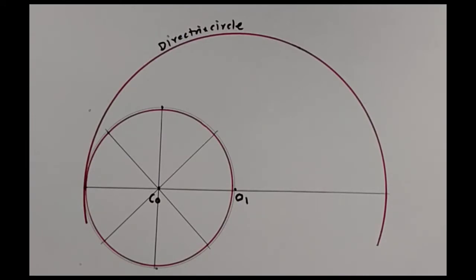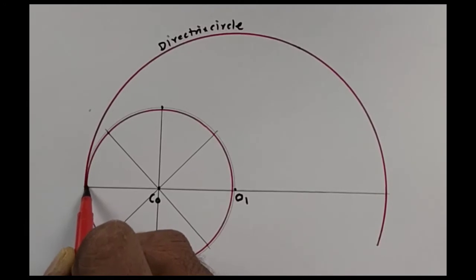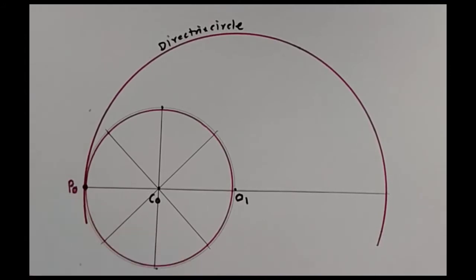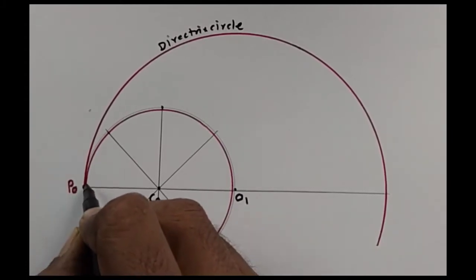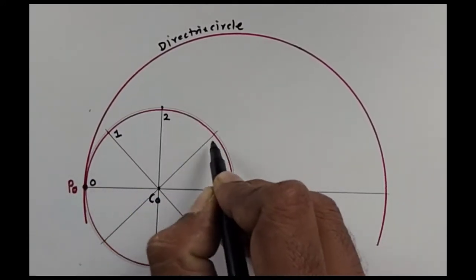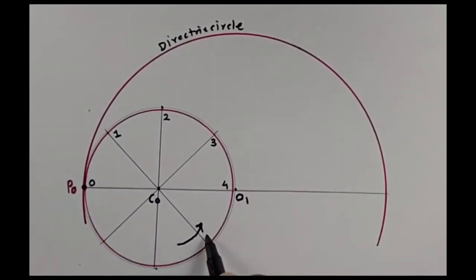And we know the contact between the two circles is our initial point P0. The numbering is always clockwise, because our rolling circle in a hypocycloid revolves in the anti-clockwise direction. So we mark the numbering clockwise: 0, 1, 2, 3, 4, 5, 6, 7 and 8.